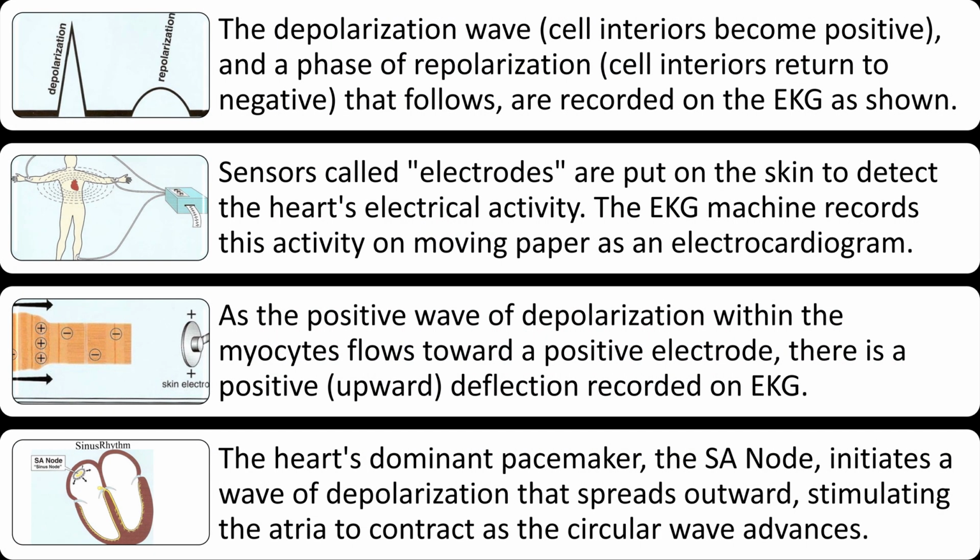The depolarization wave, cell interiors become positive, and a phase of repolarization, cell interiors return to negative, that follows, are recorded on the EKG as shown.